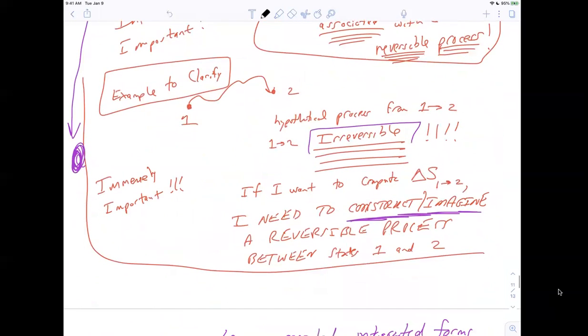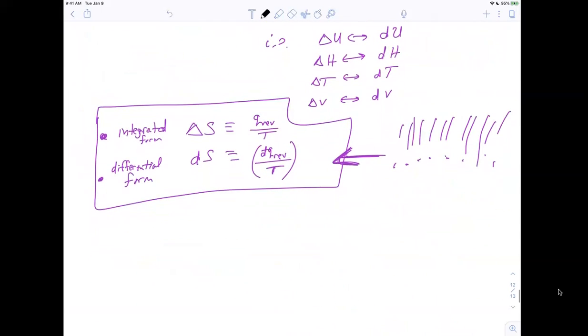And then finally, the other immensely important point was that if you have a process that's irreversible, you can still calculate delta S for that process between two equilibrium state points, as long as you can construct, and by that I mean construct, a real, feasible process that connects the two equilibrium state points. And once you do that, you can use delta S as Q reversible over T, or in differential form, dS is equal to dQ reversible over T, and you can integrate over that process.